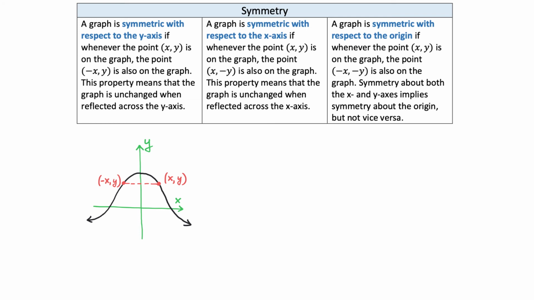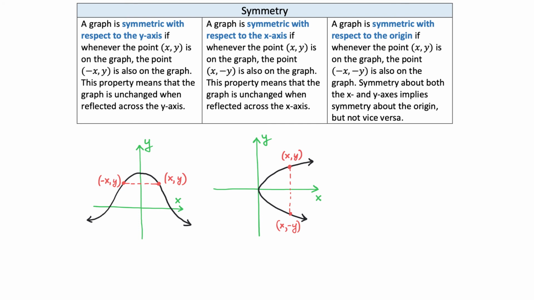This property means that the graph is unchanged when reflected across the x-axis. Now let's see an example of such a graph. So here we have the graph, and if this graph contains the point x, y, then the point x, negative y will also be on this graph.